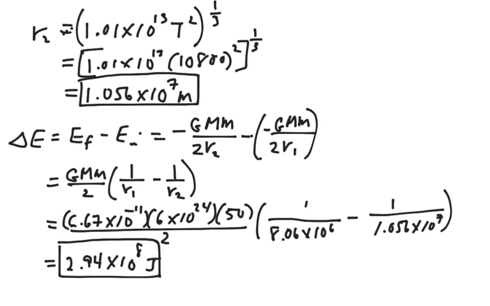So that is the energy we need to switch from one orbit to the larger orbit. We need to add this much energy to the satellite in order to make the switch.